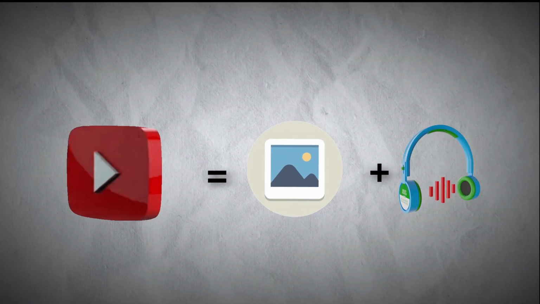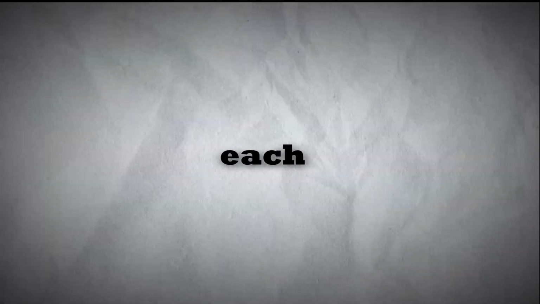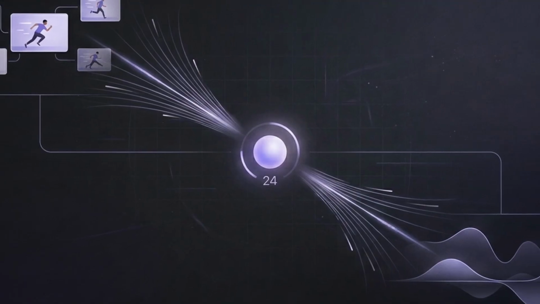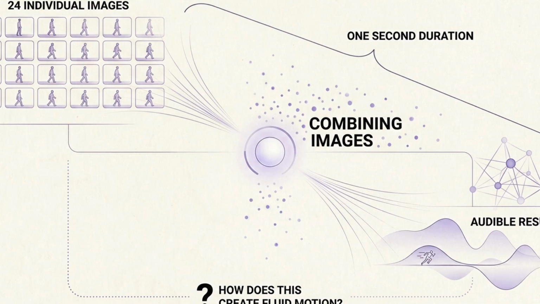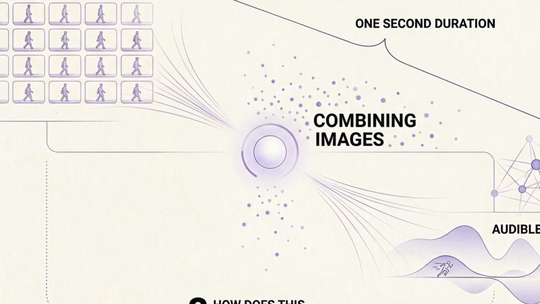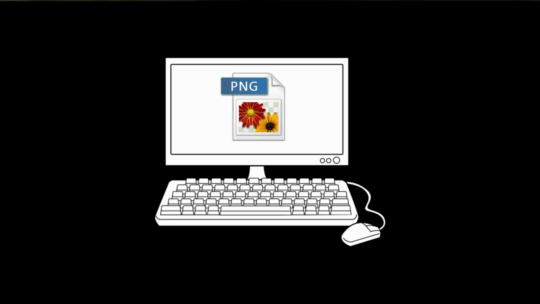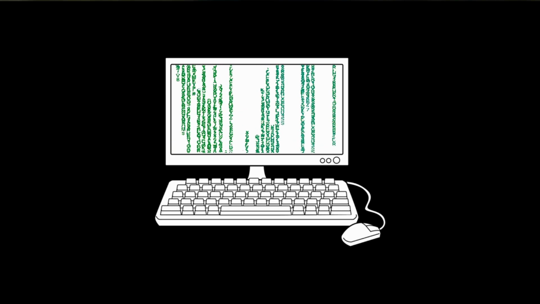Video is just image plus sound. Each frame is an image, and you see around 24 to 60 frames every second. So 24 images in 1 second. Computers don't see images, they don't hear sound, they only understand numbers, and by those numbers they can represent those.